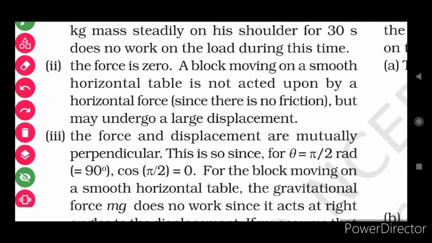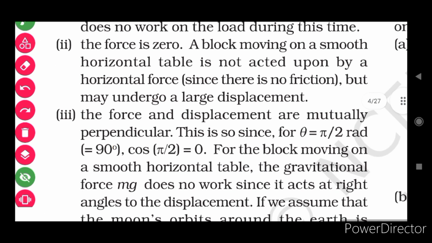The second case: the force is 0. If the force is 0, the work will be 0. A block moving on a smooth horizontal table is not acted upon by a horizontal force, since there is no friction, but may undergo a large displacement. So if a block is moving on a horizontal table with no friction, there is no horizontal force, yet it undergoes a large displacement.